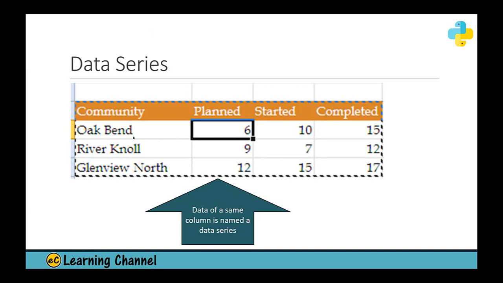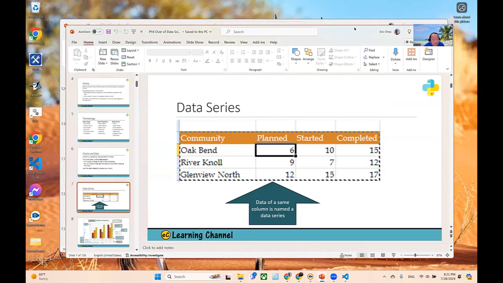Then we have River Now, another community, which has 9 buildings planned but not started yet, 7 started but not completed yet, and 12 completed. And then we also have Grandview North, another community. It has 12 planned buildings, 15 of them started, and 17 completed. Based on this data, we are going to create an Excel file.